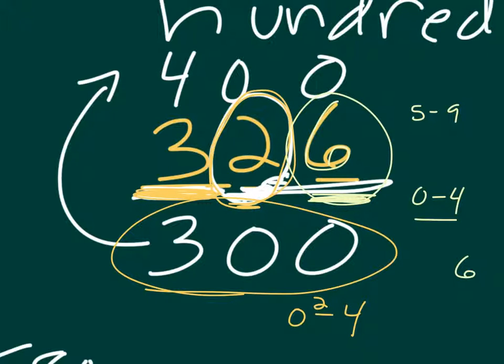But 6 is such a small number, whereas the tens place, 20, represents much more. So the 20 tells me, yes, I'm much closer to 300 than I am to 400. So that's why we need to use the place value right next door.